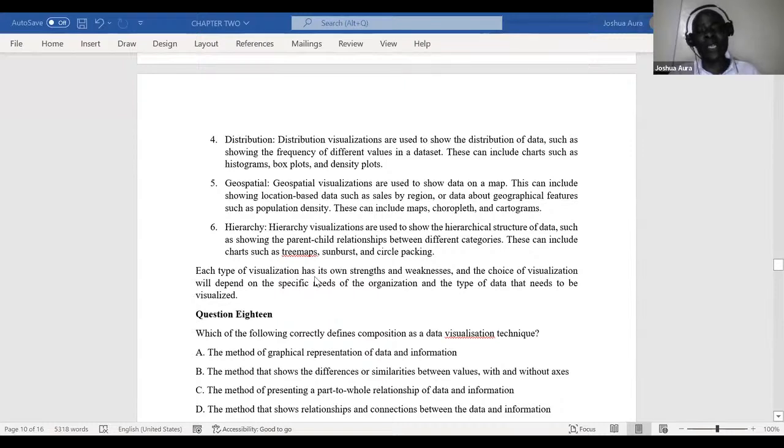Each type of visualization has its own strengths and weaknesses, and the choice of visualization will depend on the specific needs of the organization and the type of data that needs to be visualized.